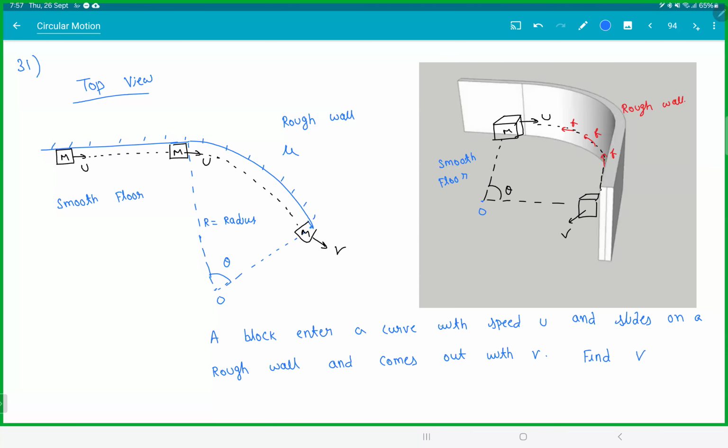If you go parallel to the wall, there'll be no normal reaction. So even if it is rough, there'll be no friction. ठीक है, for your convenience, only the curved part is rough. Happy?